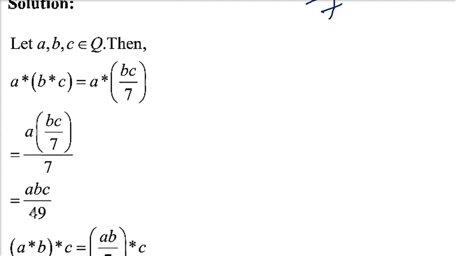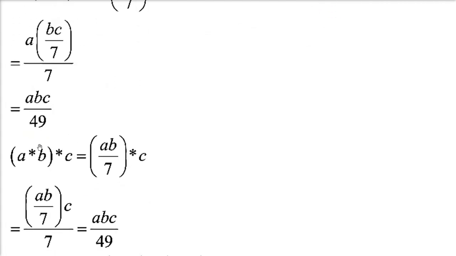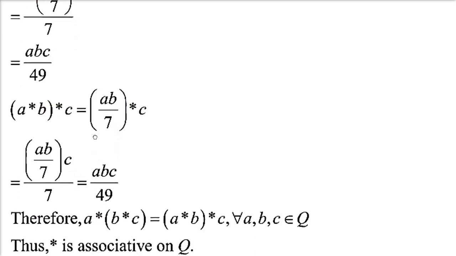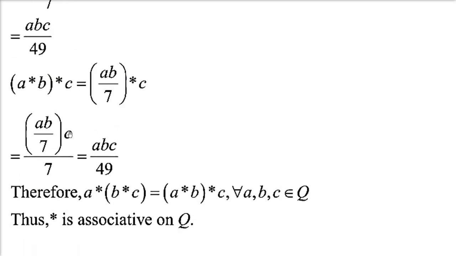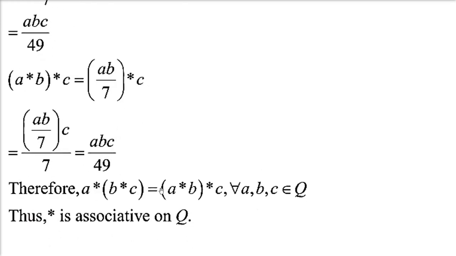Same thing here, a star b is ab by 7. Then ab by 7 star c is ab by 7 into c divided by 7. So here you again get abc by 49. So they both are equal. Star is associative on Q. Please remember this question is exactly similar to the previous one, so I just gave you an idea here only.